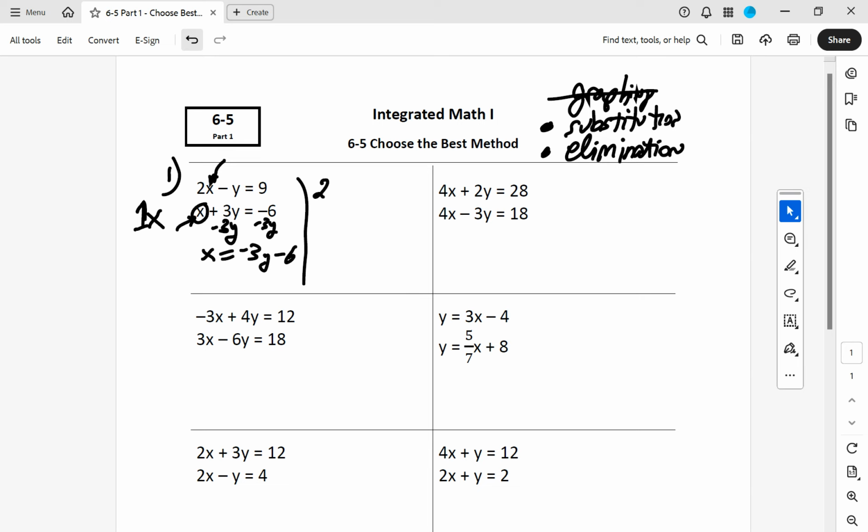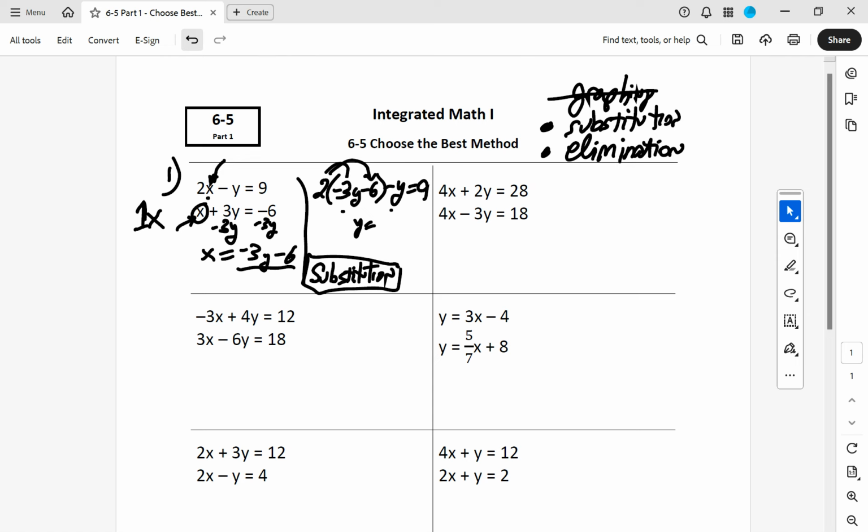So over here I will do 2, and instead of this x, we will put what the x is in terms of y. Negative 3y minus 6 minus y equals 9. And then we would proceed to do the work of multiplying it out and combining the like terms and solving for y, and we would get y equals something, and we put it back in and figure out what the x is, and we would have our answer. So that means that for this one, substitution is the best method. Substitution is the best method here.